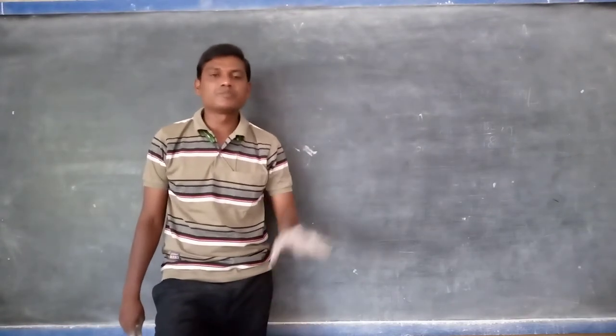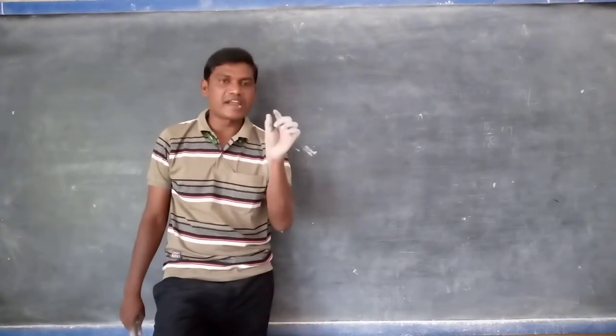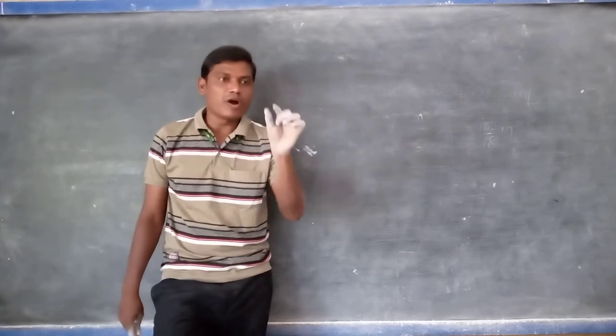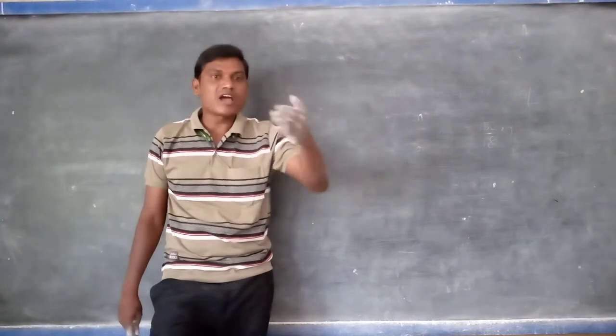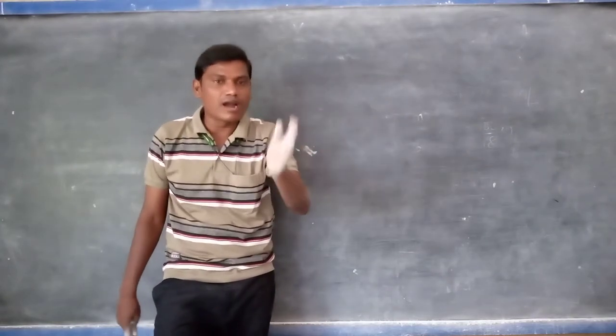So simply you can write: acceleration gives an idea of how fast the body's position changes in a particular direction, or how fast the velocity of a body changes. That is called acceleration.